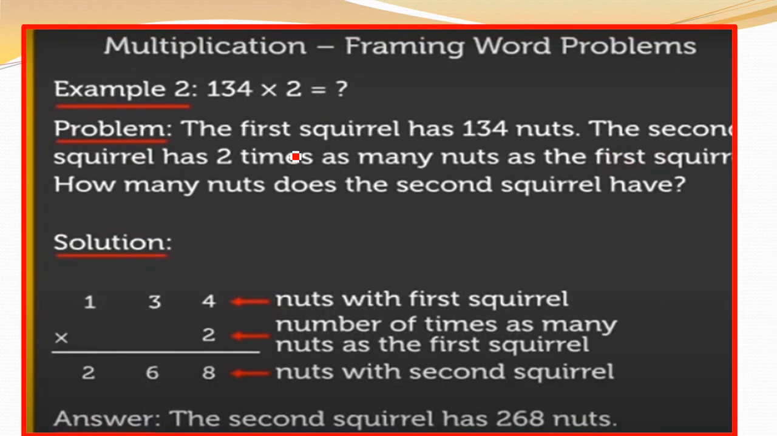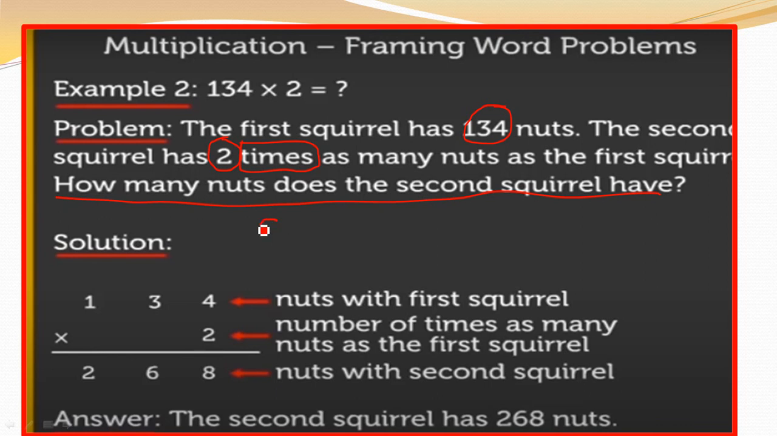Let us take another example. 134 multiplied by 2. So we have formed the word problem as: the first squirrel has 134 nuts. The second squirrel has 2 times as many nuts as the first squirrel. How many nuts does the second squirrel have? So now reading the problem, we will have to find out what we have to find. Then what information is given. For information, we are going to circle the digits and then we are going to box the clue word. So here clearly we see that we have to multiply.